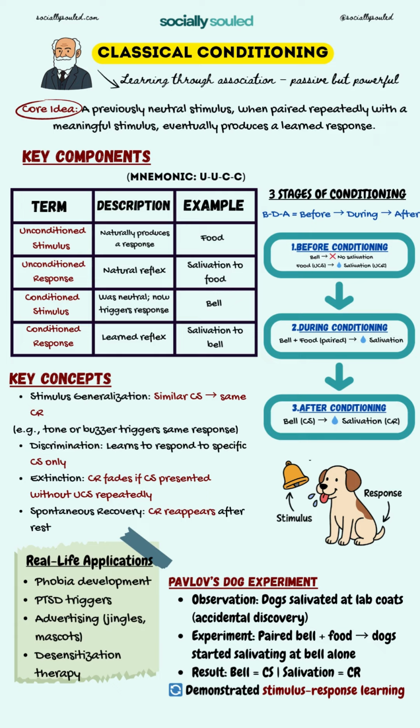Let's take a look at a classic example, Pavlov's dog experiment. Pavlov noticed that dogs would salivate not just at food but even at the sight of a lab coat, an accidental discovery. He then paired the sound of the bell with the presentation of the food. After a while, the dog started salivating at the sound of the bell alone. The bell became the conditioned stimulus and the salivation became the conditioned response.